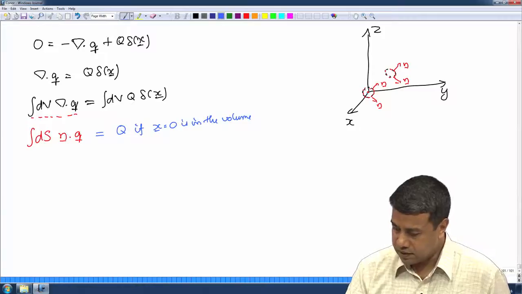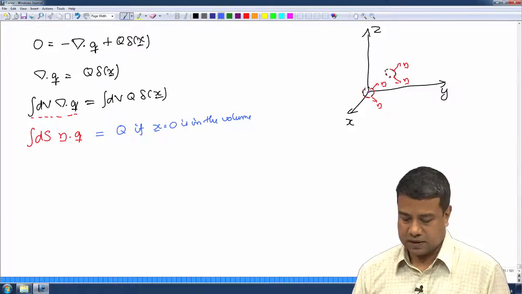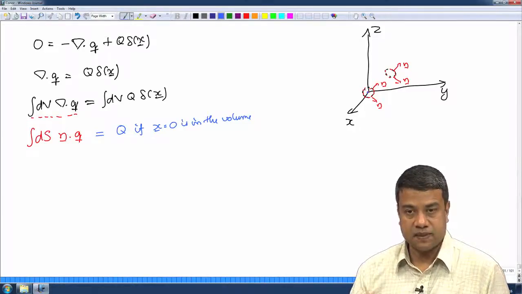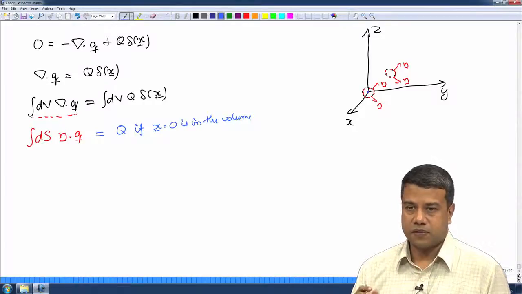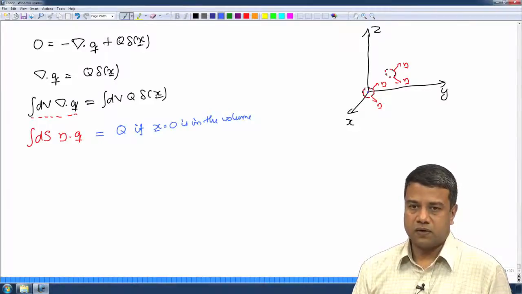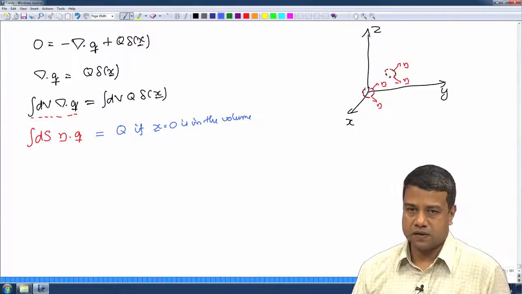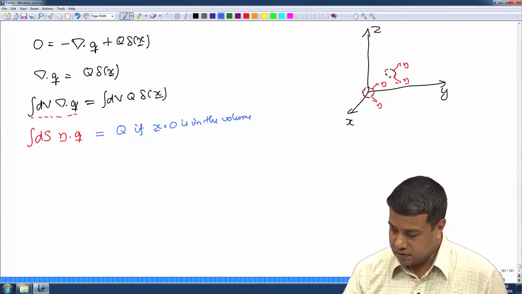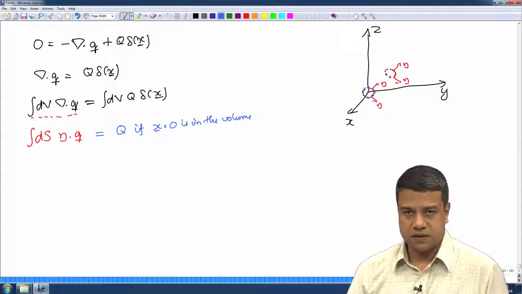If this location is within the differential volume, then the integral of delta of x times dx has to be 1. That was the property of the delta function. You integrate the delta function over the volume. If that volume contains the location of the delta function, that integral is 1. If it does not, it is 0. So, over this volume, the integral is just q.